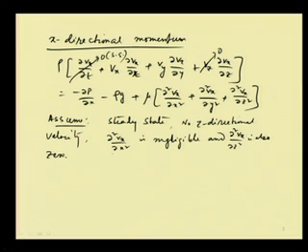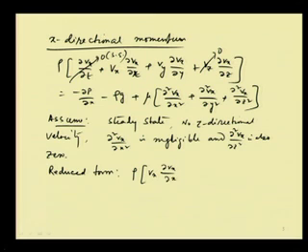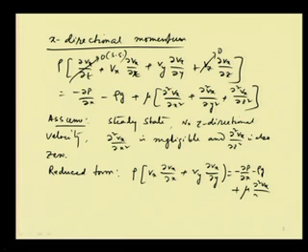So, therefore, my final or reduced form is rho into Vx into del Vx by del x plus Vy into del Vx by del y, and this is equal to minus del p by del x minus rho g plus mu into del square Vx by del y square. So, this is the relationship now.